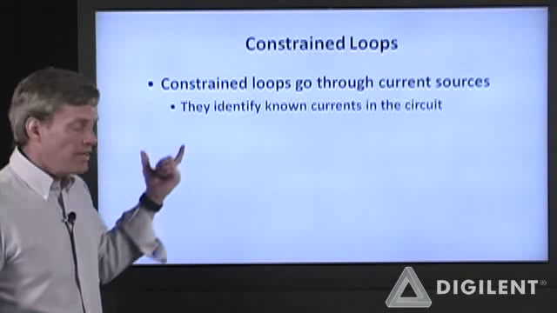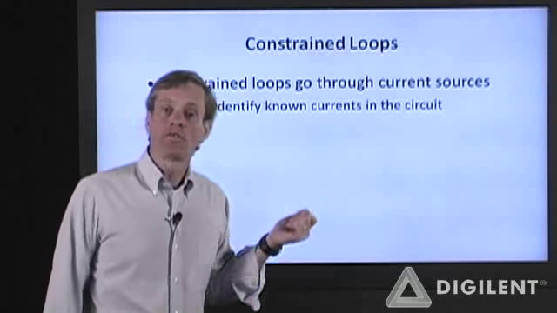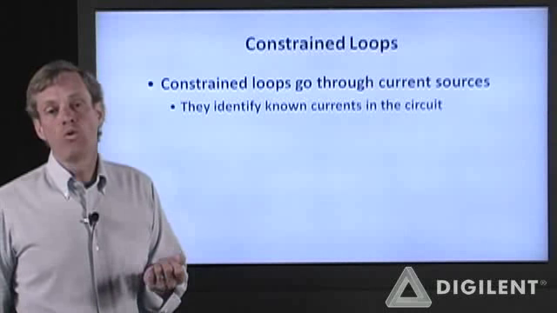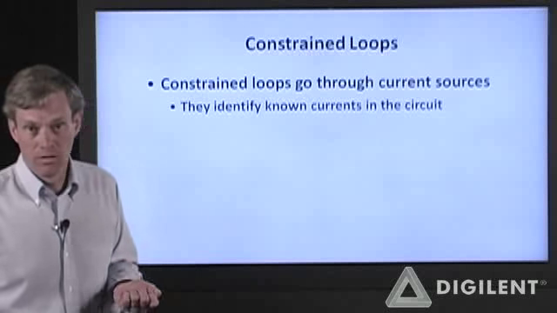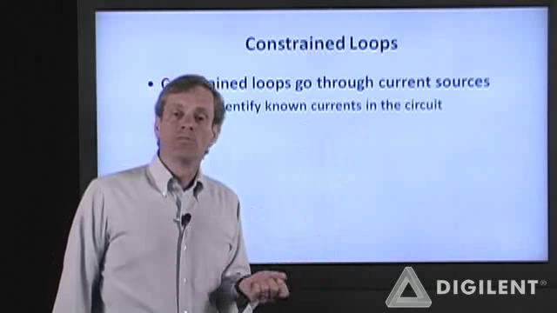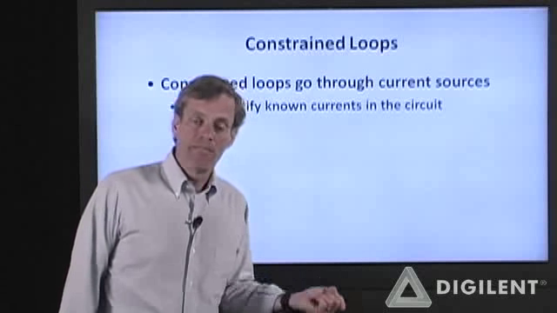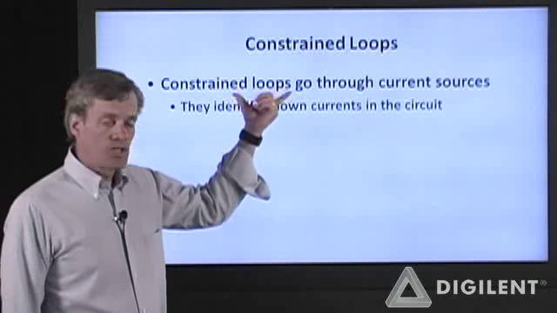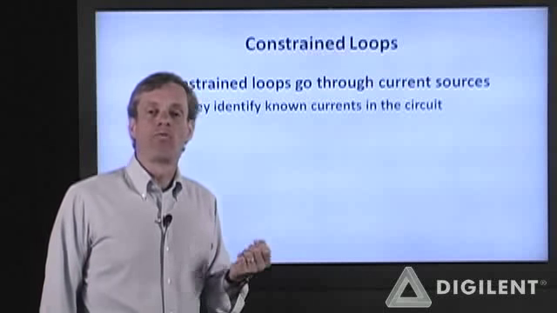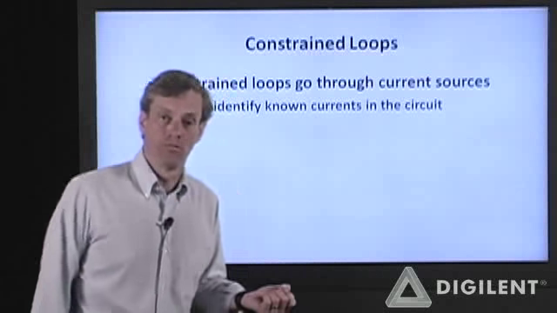So, constrained loops typically pass through your current sources. Current sources give you a known current in the circuit. Okay? In general, that provides you some direct information in a mesh analysis. These constrained loops allow you to incorporate that information directly without writing a separate equation.